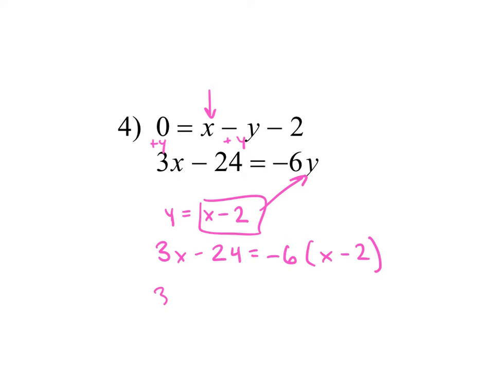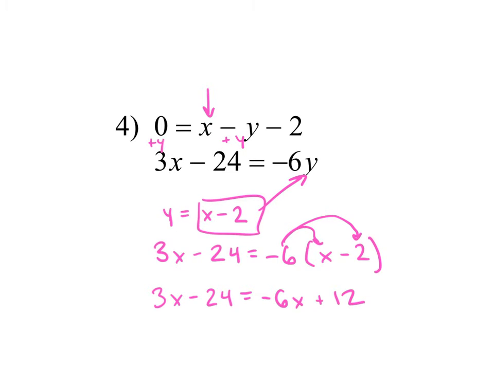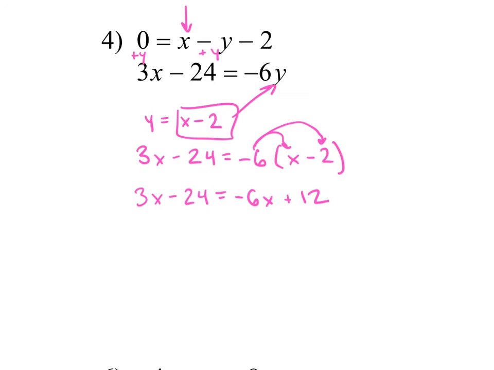Distribute. 3x minus 24 is equal to, we need to distribute the negative 6 to the x and the negative 6 to the negative 2. So negative 6x plus 12. What do we do next? Combine like terms. So we can add 6 on both sides, add 6x. So we get 9x, and then add 24.